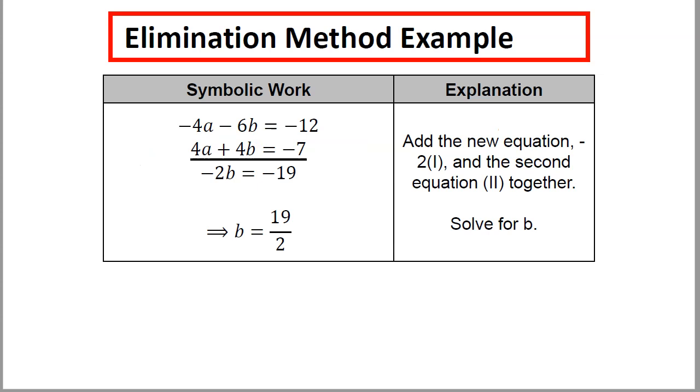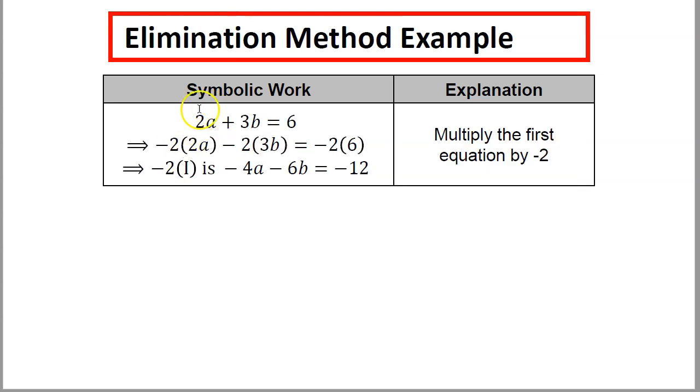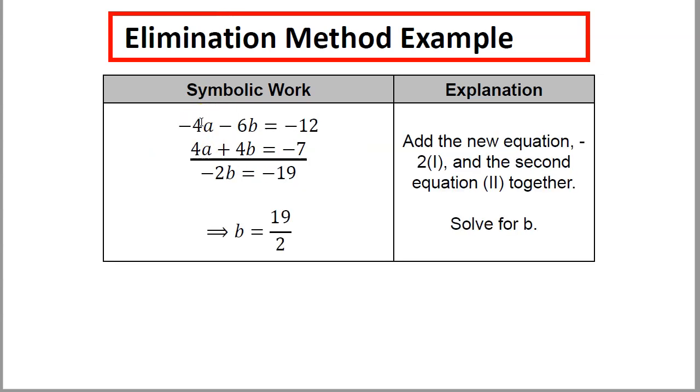Now we'll add our new first equation, which is equivalent, everything multiplied by -2, to our second equation and add. When we do that, the A is eliminated. Notice here in the second equation we have 4A. In our first equation we have 2A. So when we multiply 2A by -2, we get -4A. And so that's our carefully chosen constant.